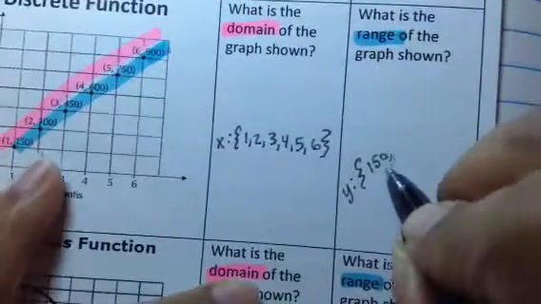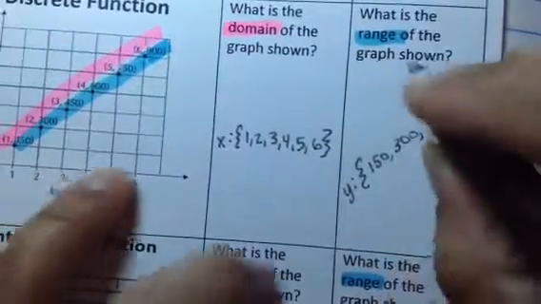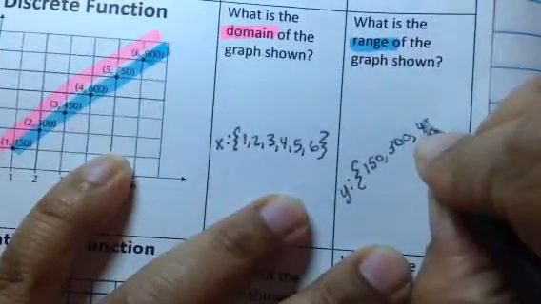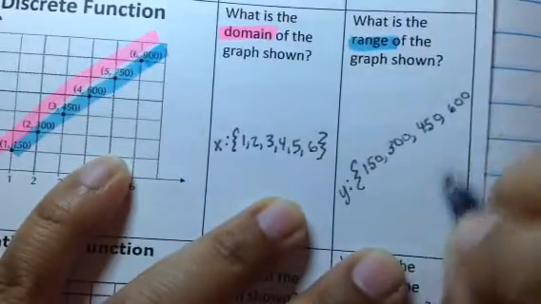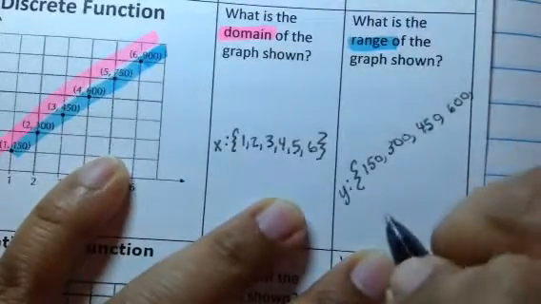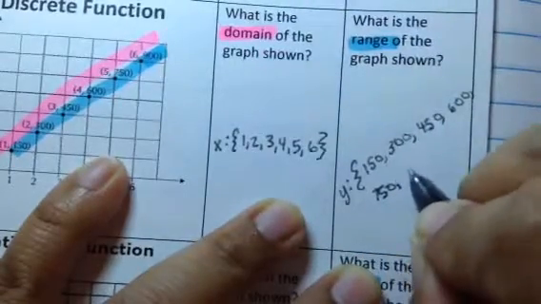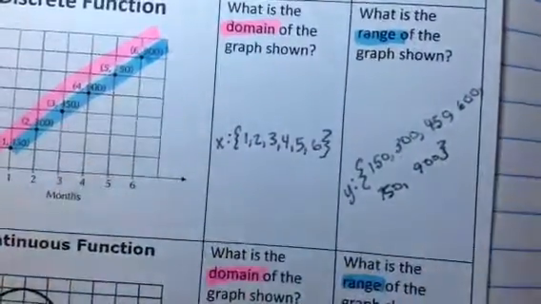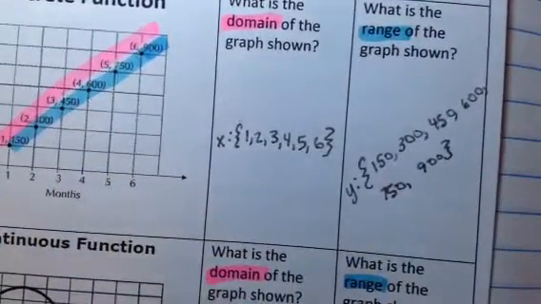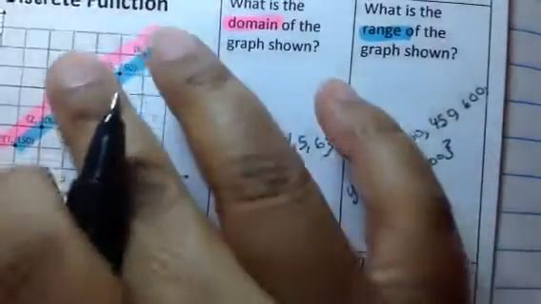So 150, 300, 450, 600, and I still didn't have room. 750 and 900, and close it with the squiggle. And that's how you do your domain and range from a discrete graph.